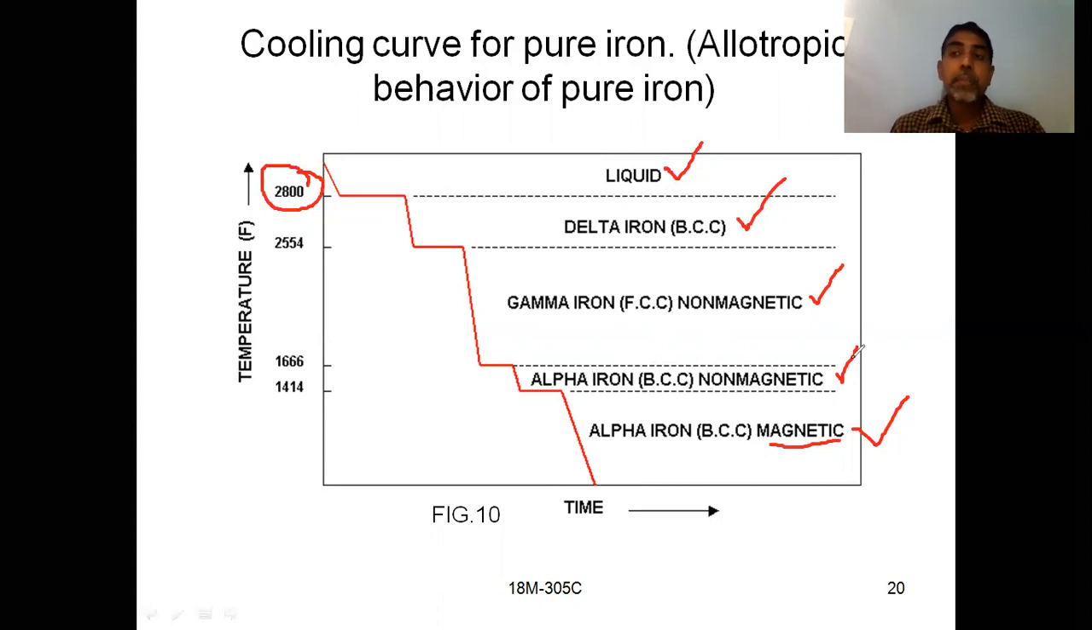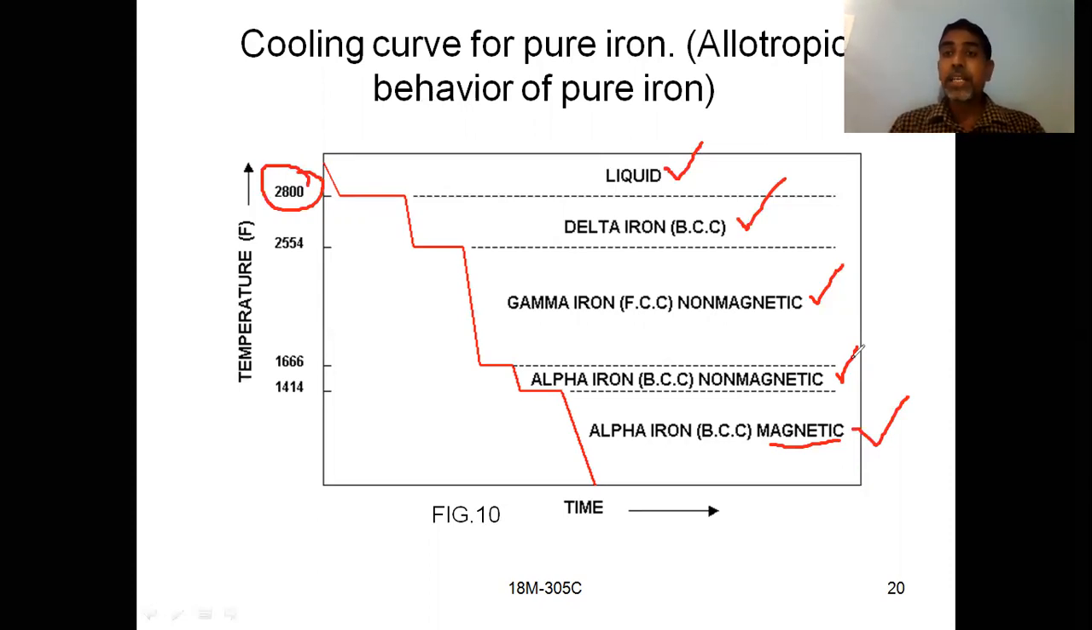This physical phenomenon is known as polymorphism. So it is showing different crystal structures. That iron is showing different crystal structures from temperatures 2800 degrees centigrade to below 1414 degrees centigrade. So when a material is having more than one crystal structure, that physical phenomenon is known as polymorphism.